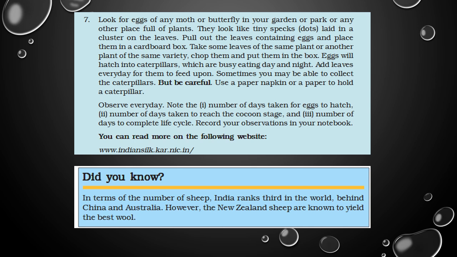Now there is a fact given here. Did you know? In terms of number of sheep, India ranks 3rd in the world, behind China and Australia. However, the New Zealand sheep are known to yield the best wool.